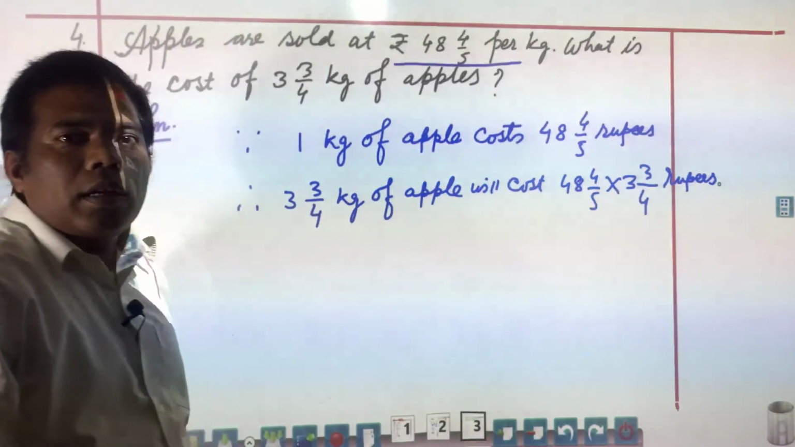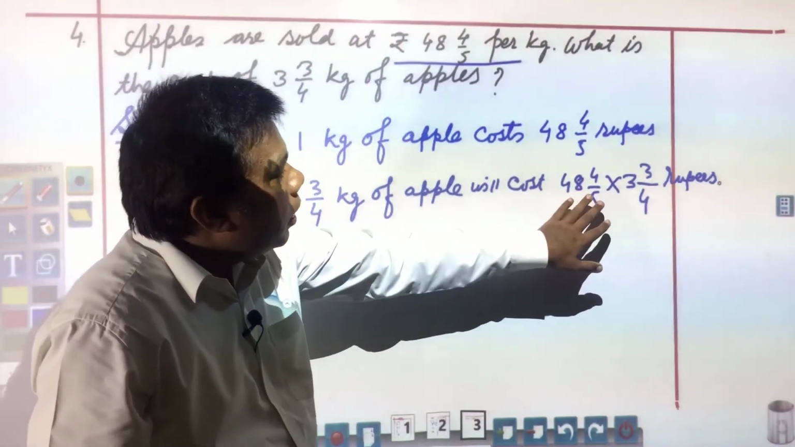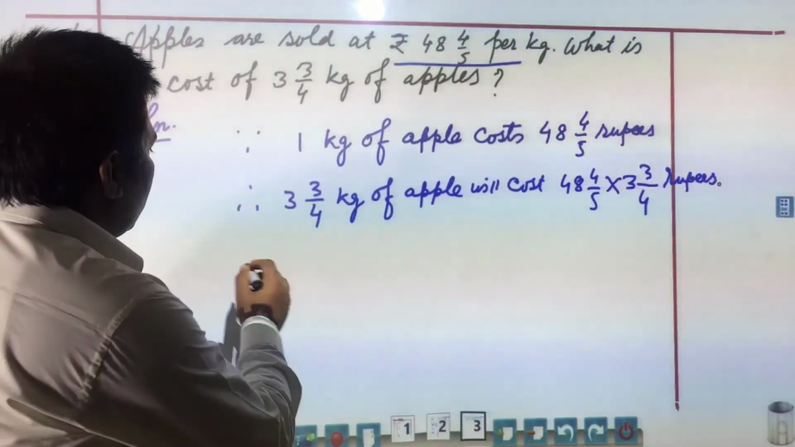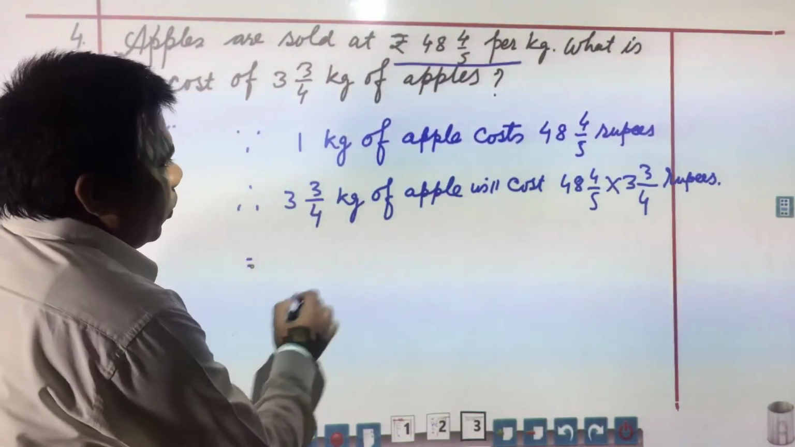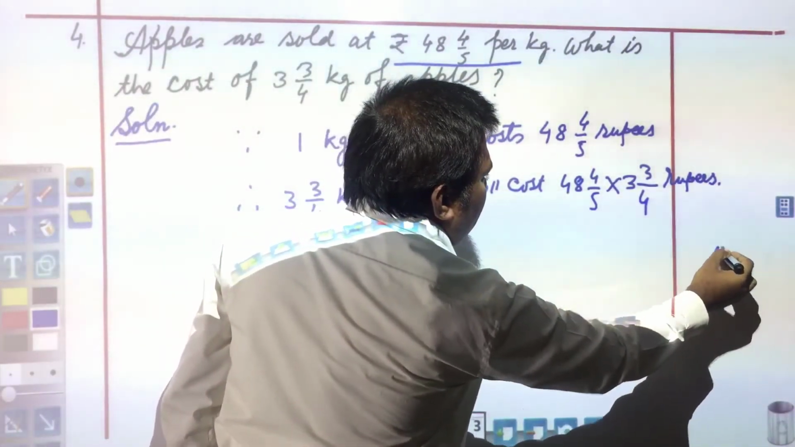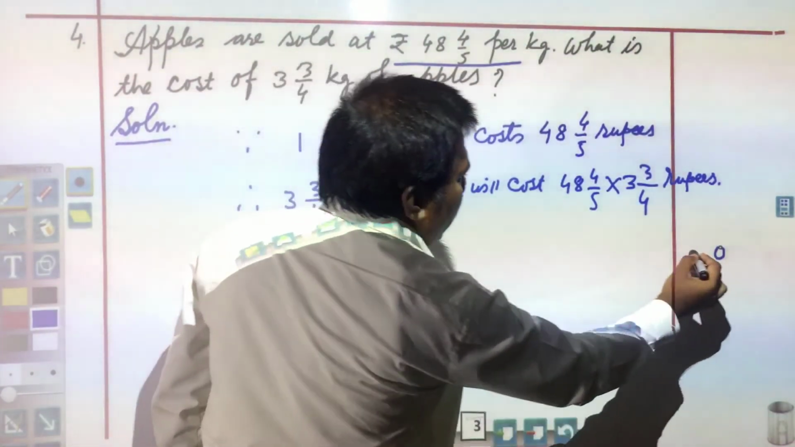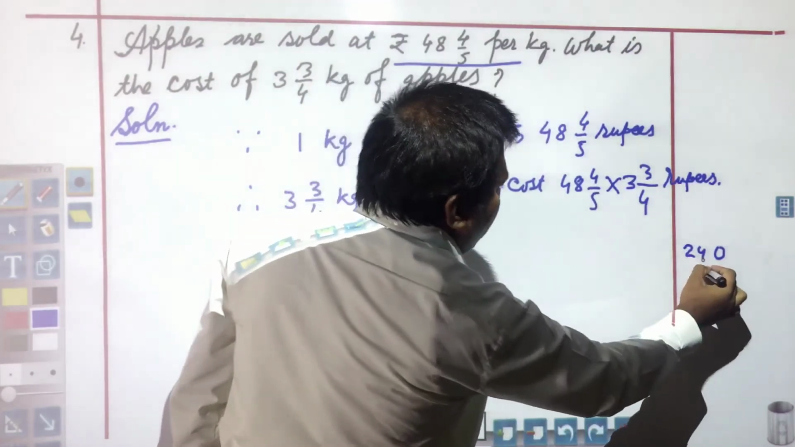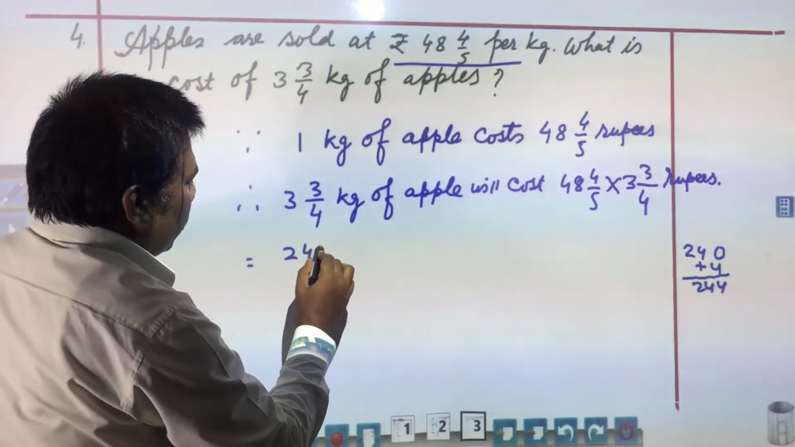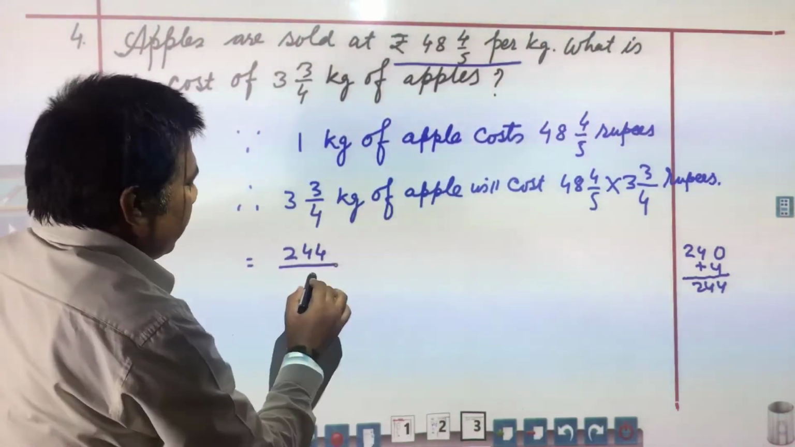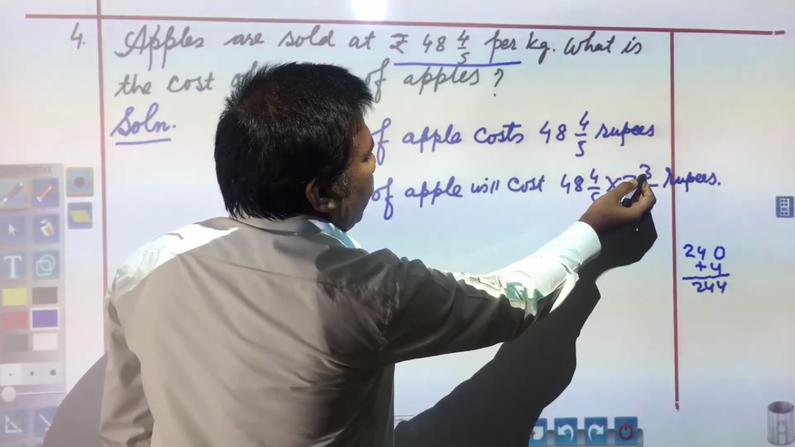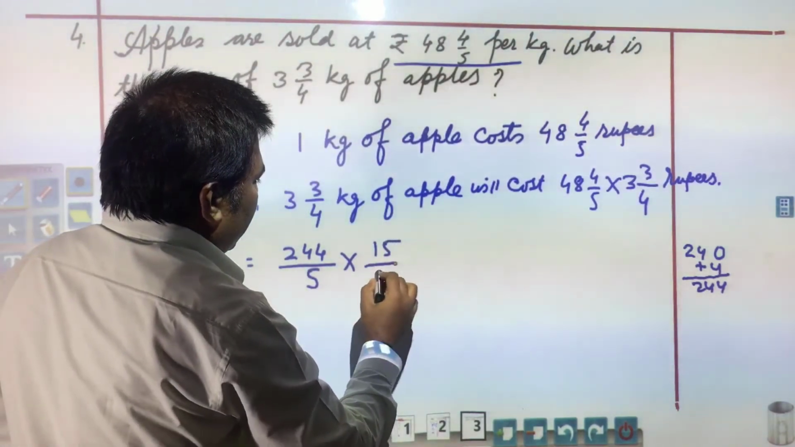What we need to do again? You have mixed fractions, which are required to be converted into improper fractions. So, here you can solve: that will be equal to 48 into 5, means 5 eights are 40, 5 fours are 20, and 4 twenty-four, and plus 4, it means 244. So, this will be 244 divided by 5, into here 4 threes are 12, and 12 plus 3 is 15, divided by 4.